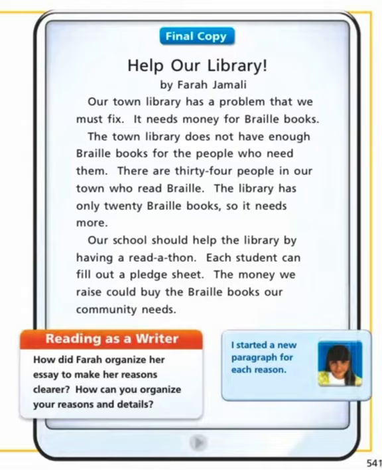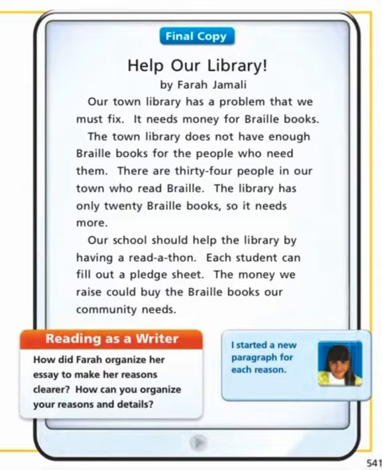Final copy. Help Our Library, by Farah Jamali. Our town library has a problem that we must fix. It needs money for Braille books. The town library does not have enough Braille books for the people who need them. There are 34 people in our town who read Braille. The library has only 20 Braille books, so it needs more.